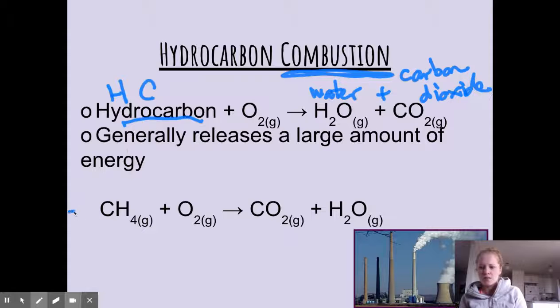So this is an example. We have CH4, so there's your carbon, there's your hydrogen, so hydrocarbon. There's your oxygen that has to be present in order for a combustion reaction to happen, and your carbon dioxide and water.